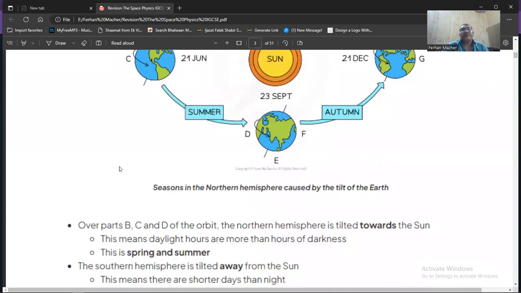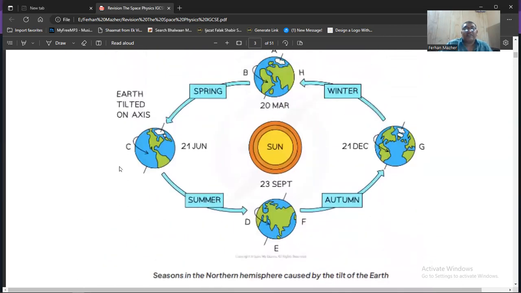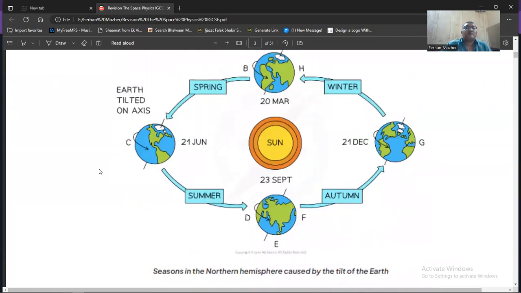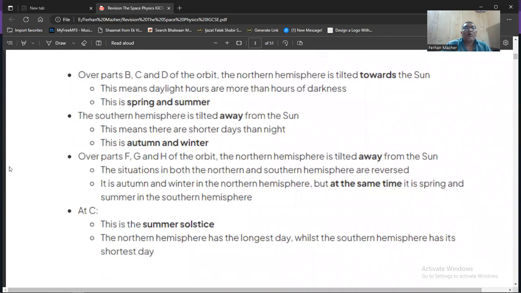Seasons in the northern hemisphere are caused by the tilt of the Earth. Over parts B, C, and D of the orbit, the northern hemisphere is tilted towards the sun. This means daylight hours are more than hours of darkness. This is spring and summer. The southern hemisphere is tilted away from the sun. This means there are shorter days than nights. This is autumn and winter.